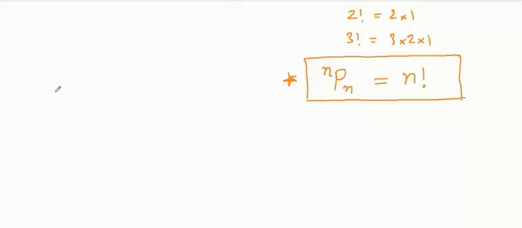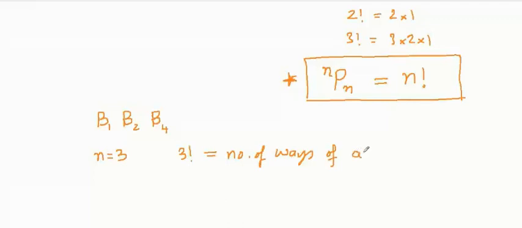But different types of situations will be asked of us. For example, we have 3 books and we have to put them on a shelf. In how many ways can we arrange them? So 3 books: book 1, book 2, and book 3. These are 3 items, so n is equal to 3. All 3 are different, so the answer will be 3 factorial. These are the number of ways of arranging 3 books.